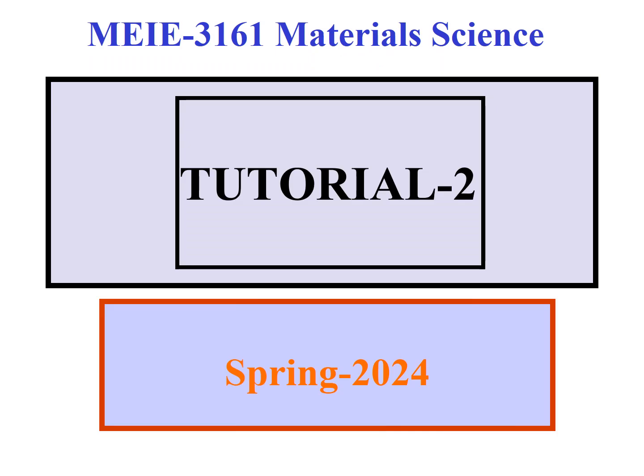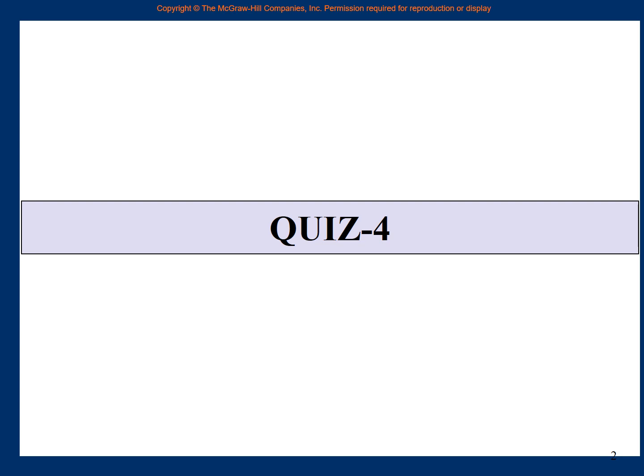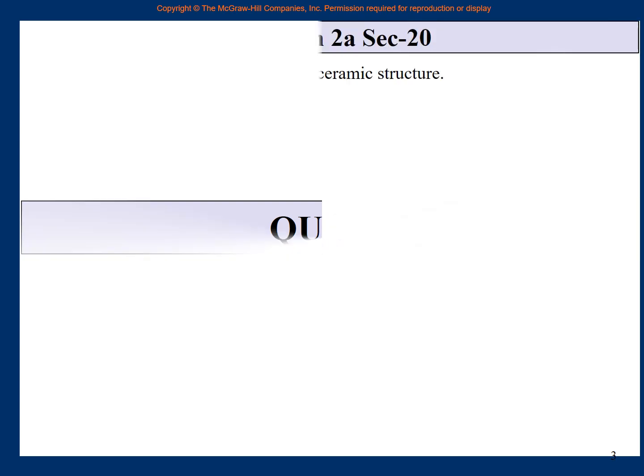We are continuing with tutorial 2 of Material Science for spring 2024. So this is the third part of the video, right? This tutorial lecture has part A, part B, and this will be part C. We are still doing quiz 4, but now we have finished quiz 4 for section 10. So now we will move on to quiz 4 for section 20.